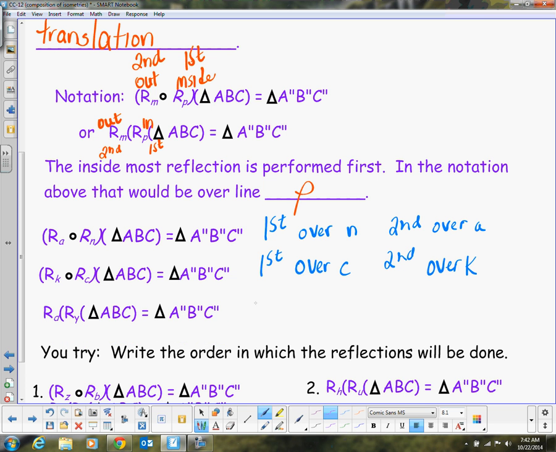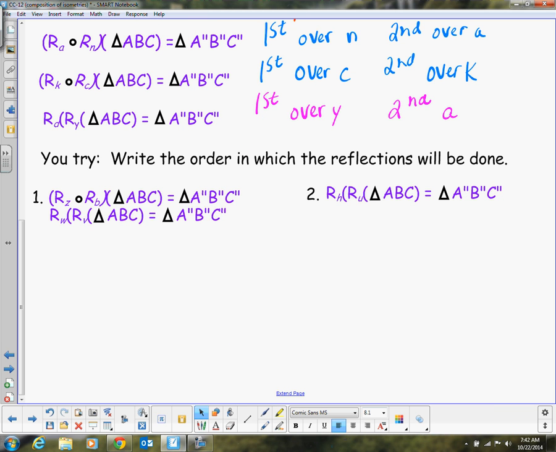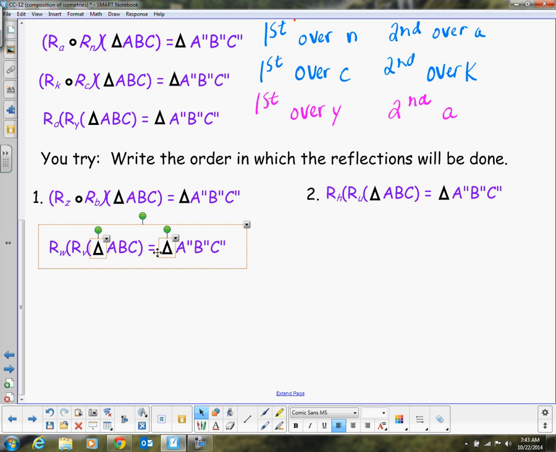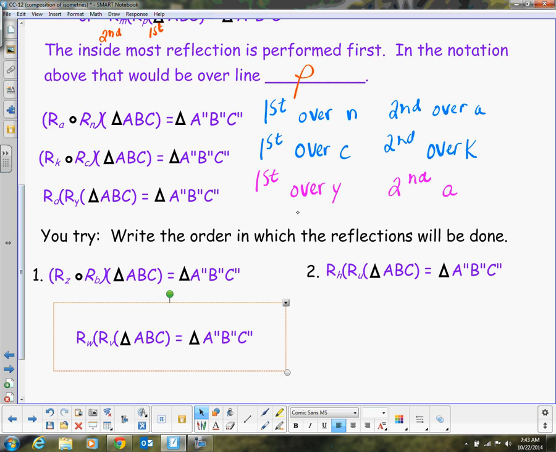All right, on this one, Samantha, first. This bottom one. Yep. And the second one is going to be over. Yes. Okay, now you try. Looks like 3, but I don't know what happened to number 3. So on your papers, 1, 2, 3. I want to know what's first and then what's second.